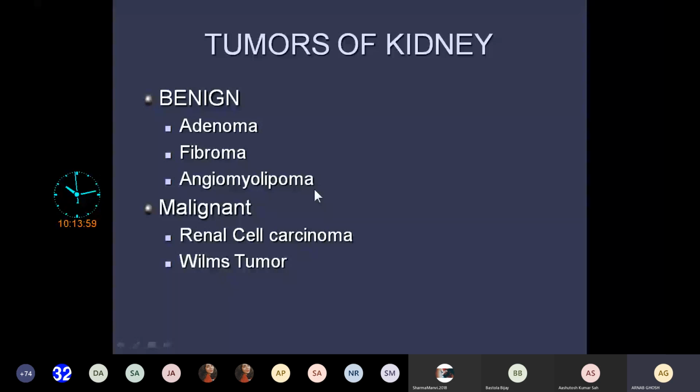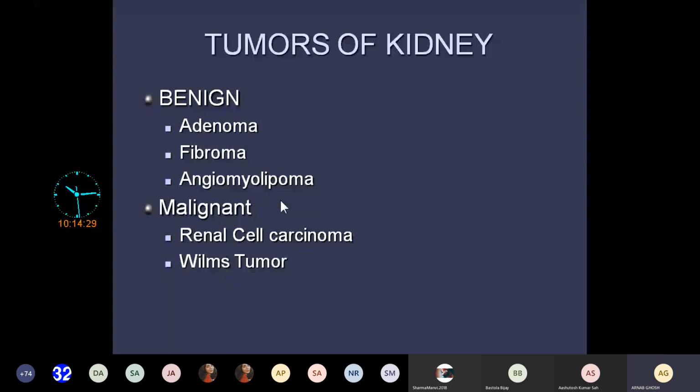Another important one is angiomyolipoma. This is also a typical or important benign tumor from kidney, which consists of a vascular component, a muscle component, and an adipose or fat component. So angiomyolipoma. Other than these, there are many other benign tumors, and similarly many malignant tumors, but at your level you just remember this much only.